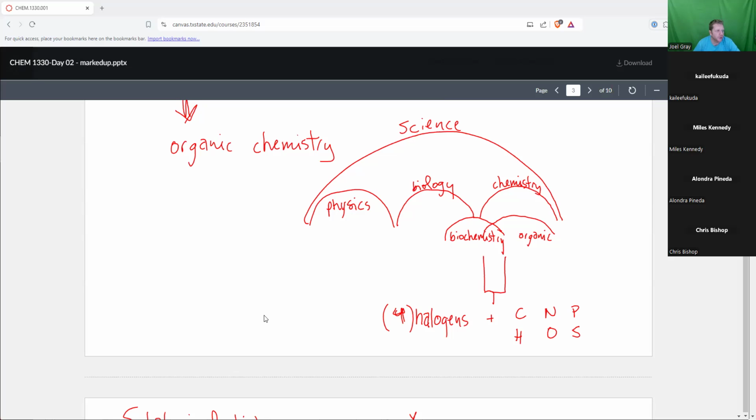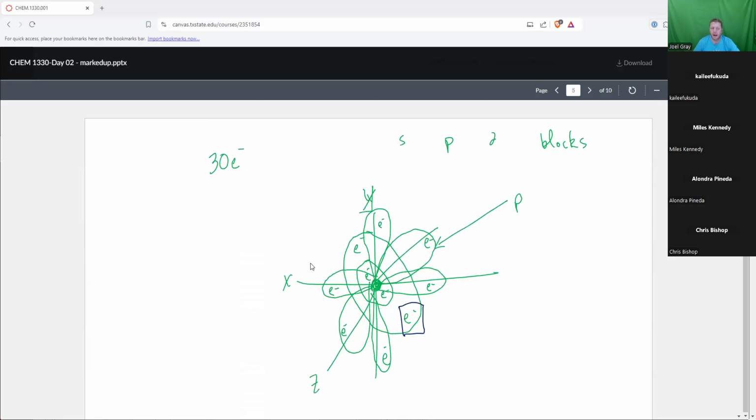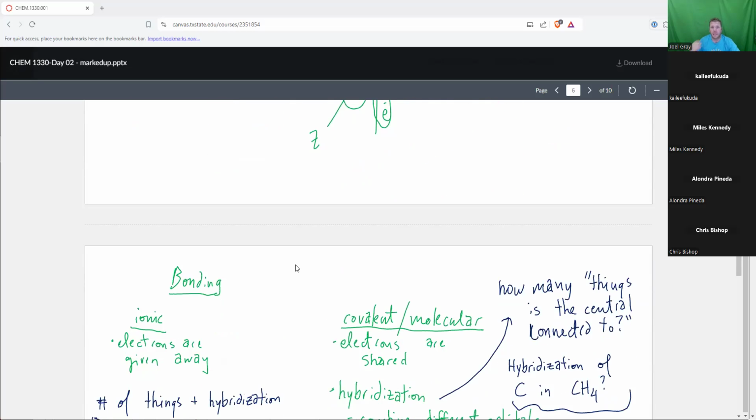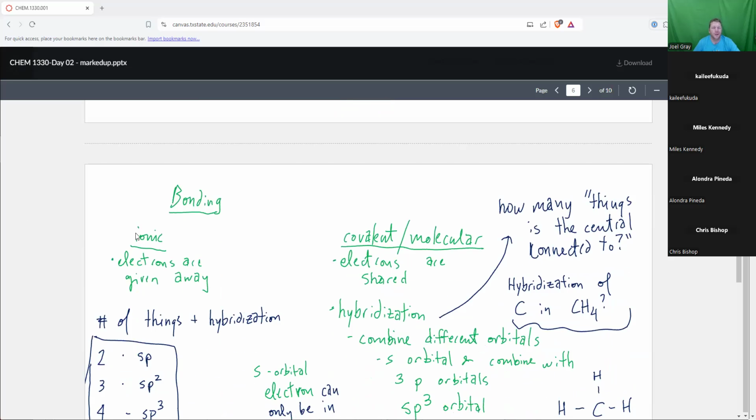Now, after that, we talked about the differences between ionic and covalent, or molecular, bonding. What this all boils down to, in any sort of bonding, is electrons. The question is, are these electrons shared or not shared? In the case of an ionic bond, electrons are not shared. One atom gives up an electron and the other accepts it. In ionic bonding, electrons are given away. In covalent or molecular bonding, electrons are shared.